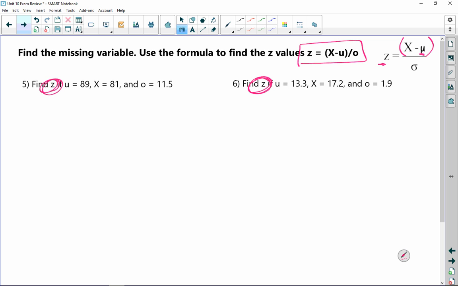Okay. Now it just becomes a matter of plugging everything in. 81 is my x. My mean is 89 here. My deviation is 11.5. Somebody do that on the calculator for me. Negative 0.7. It doesn't get any simpler than that. Same thing with the other side.